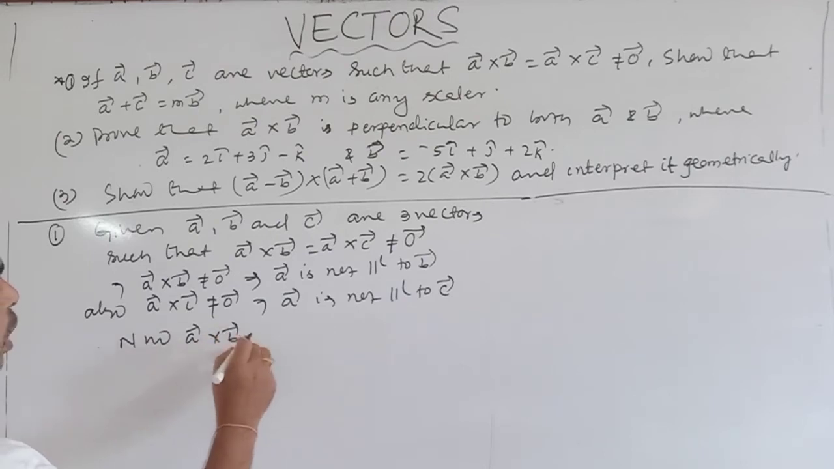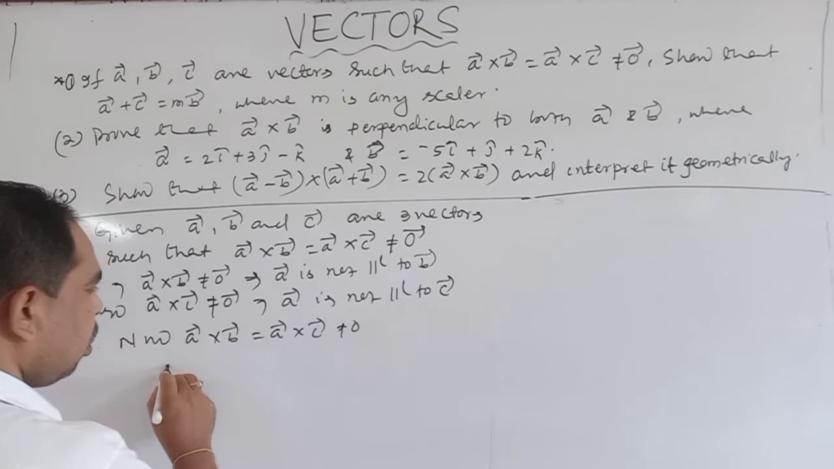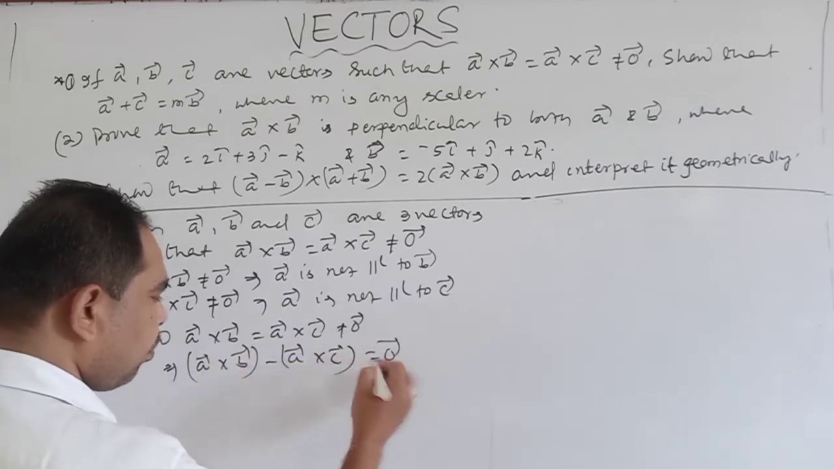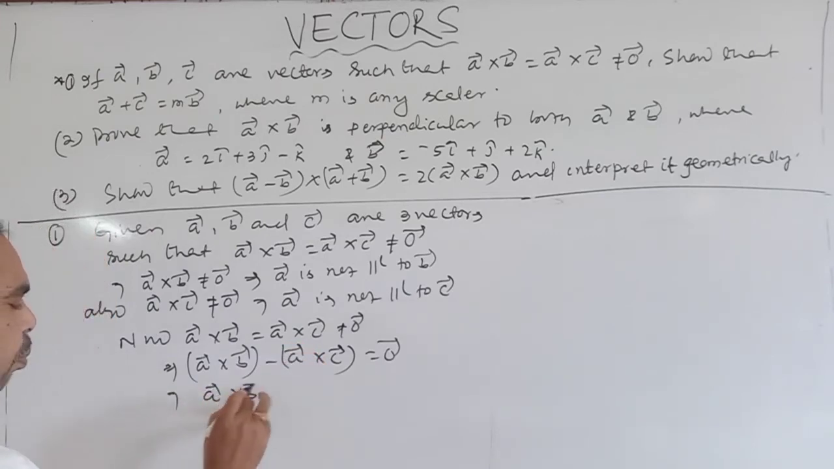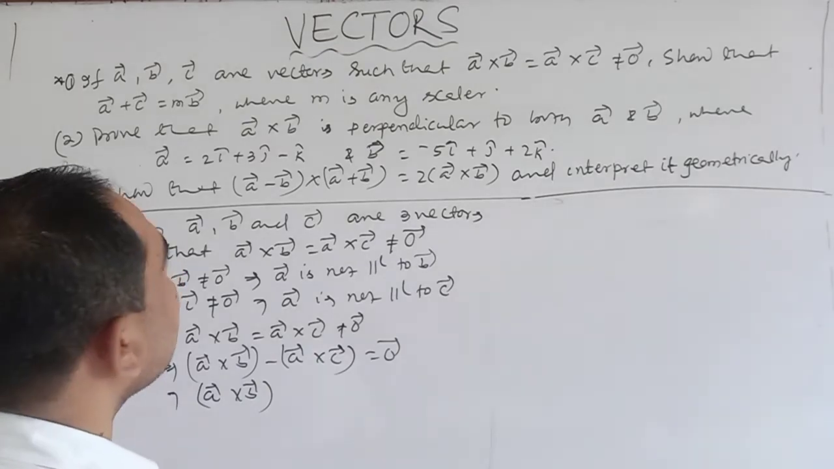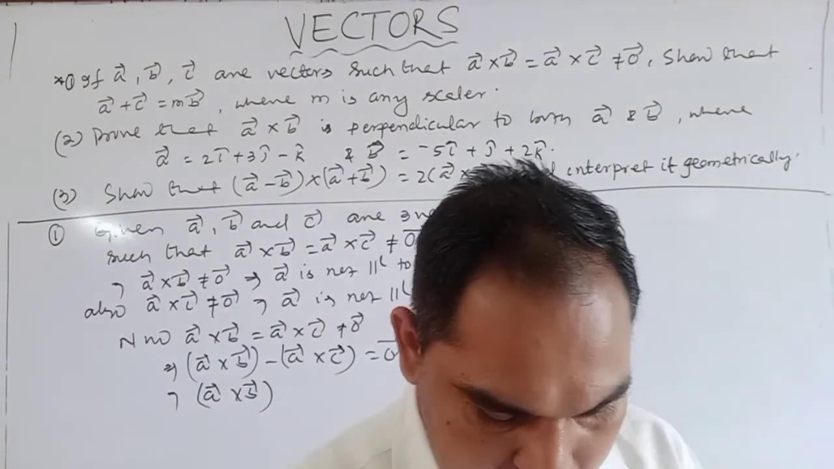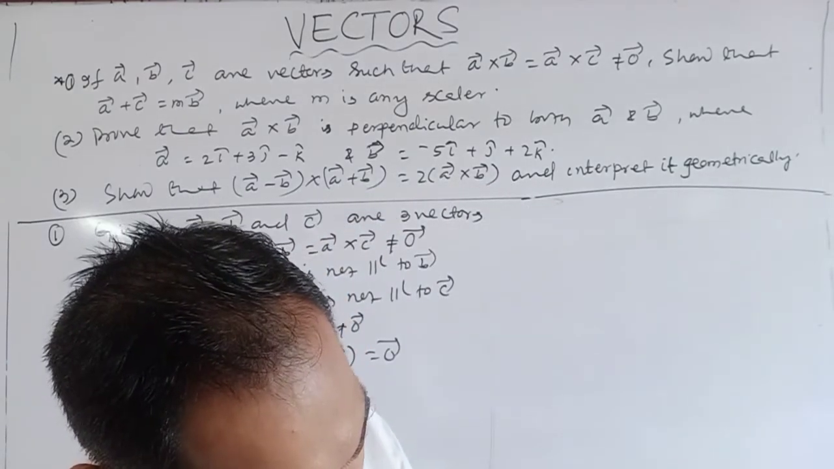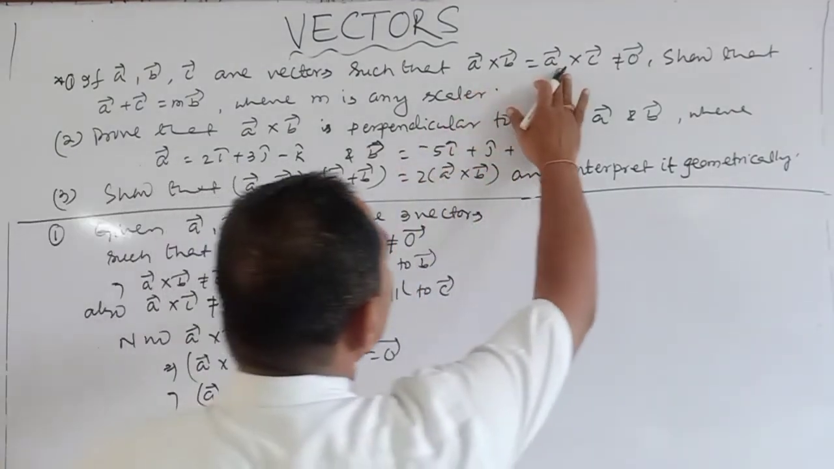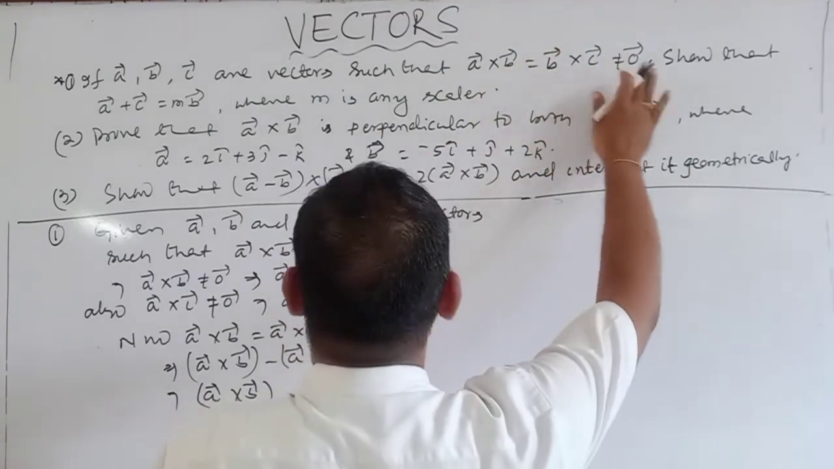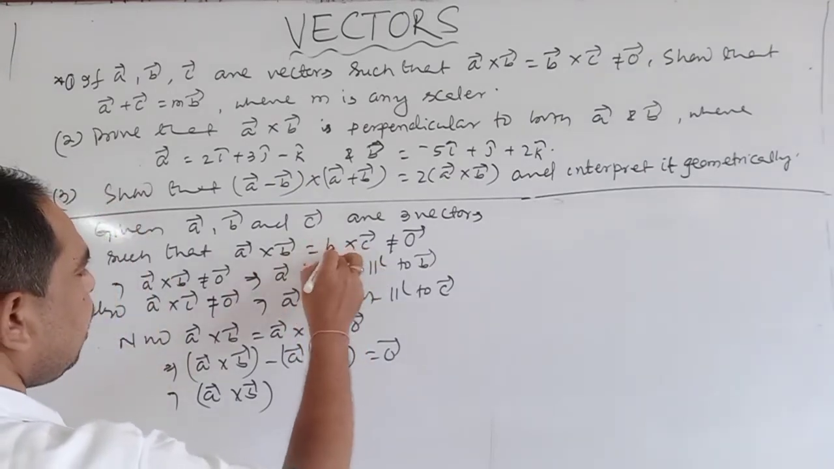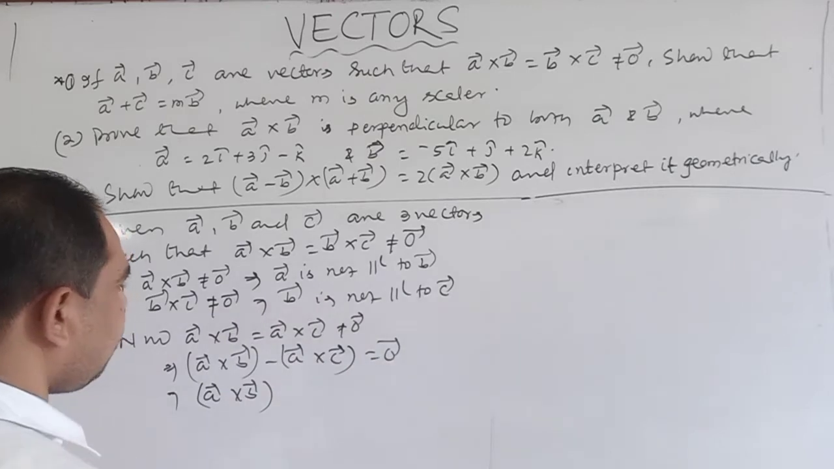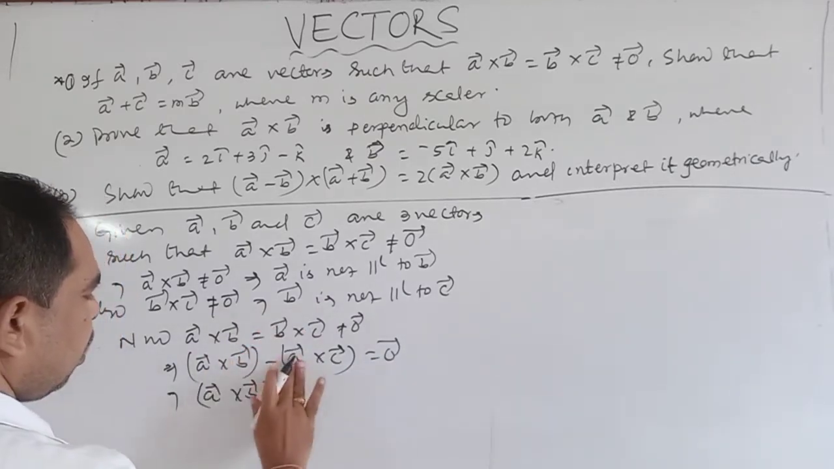Now, A cross B is equal to A cross C but not equal to 0 vector. So this implies A cross B minus A cross C is equal to 0 vector. Sorry, this is C cross A, not A cross C. Sorry, A cross B is equal to B cross C, not A cross C. B cross C not equal to 0, so B vector is not parallel to C vector.